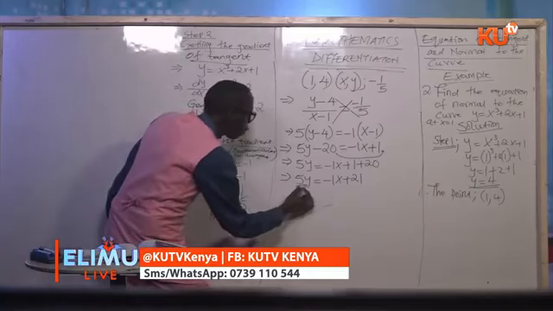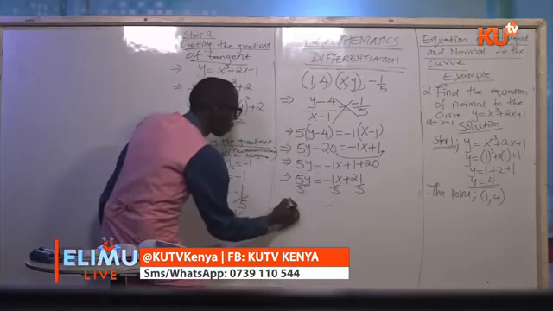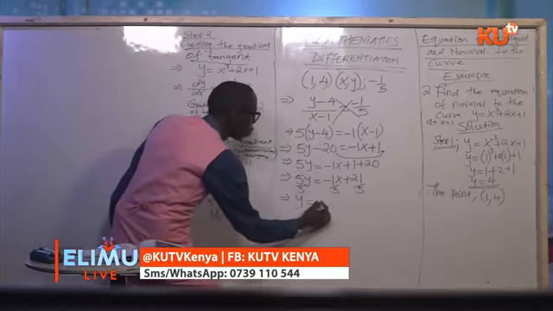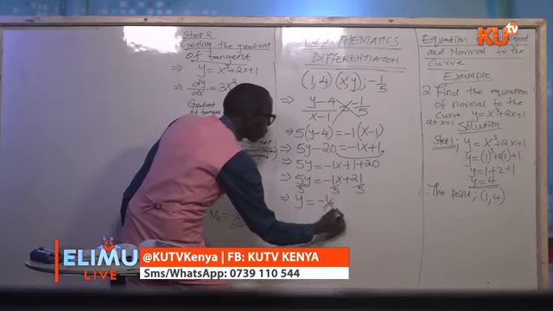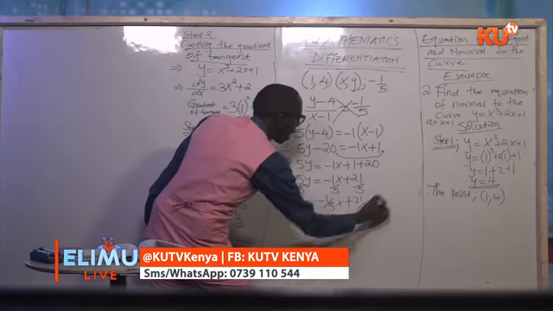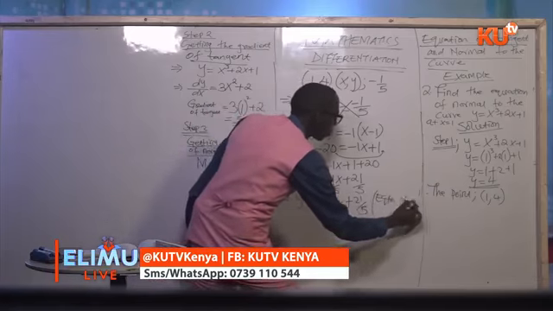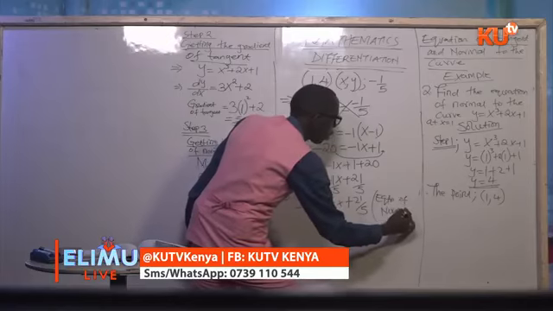We divide everywhere by 5. Therefore, our y will be equal to negative 1 over 5x plus 21 over 5. And this is the equation of normal.